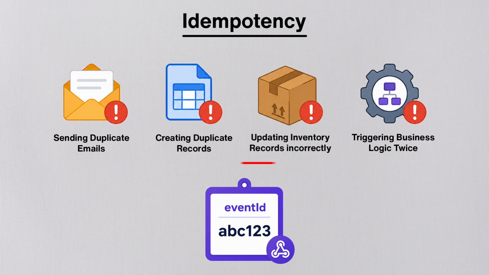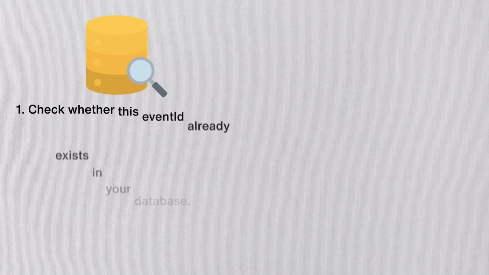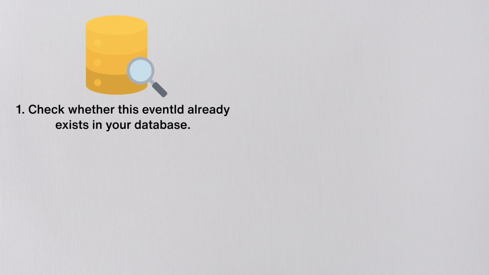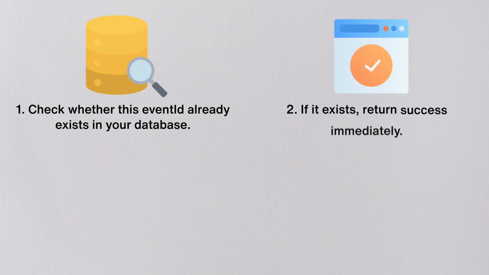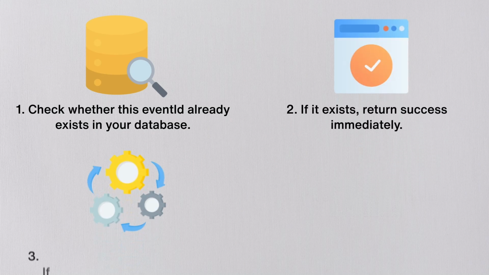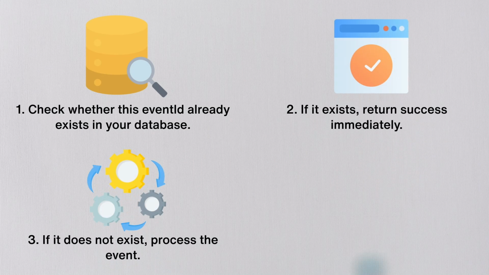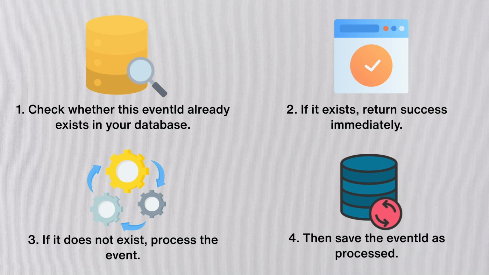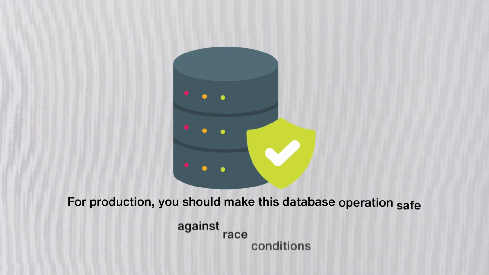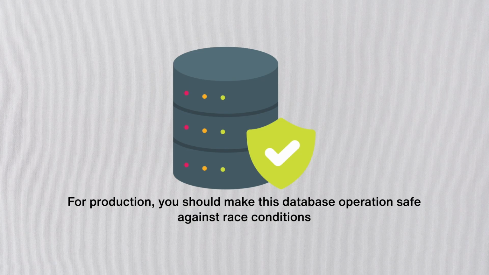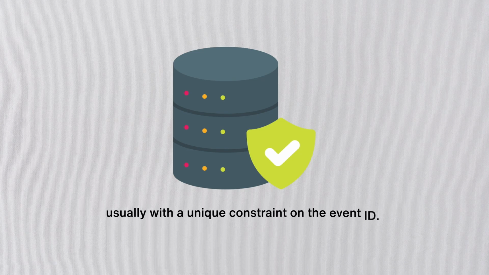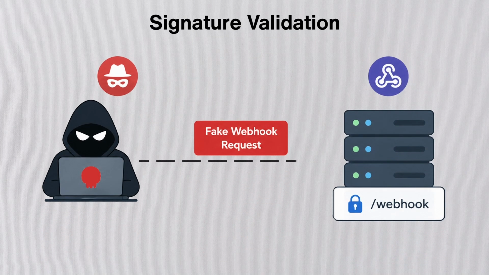A common strategy is: first, check whether this Event ID already exists in your database. If it exists, return success immediately. If it doesn't exist, process the event. Then save the Event ID as processed. For production, you should make this database operation safe against race conditions, usually with a unique constraint on the Event ID. Signature validation. Let's talk about security.